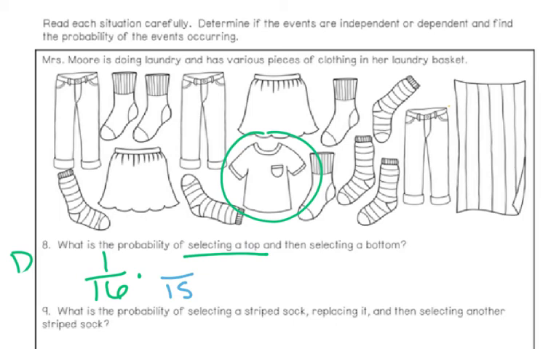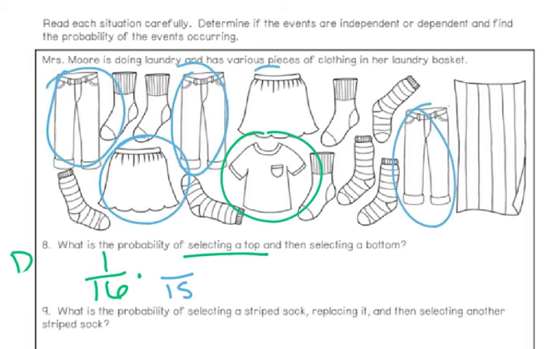And this time it wants to know about selecting bottom or a bottom. So that could be these pants or the skirt. So in this case, we've got 5 out of our 15 items that we're wanting to select. So now we're going to find this probability. 1 times 5 is 5, and 16 times 15 is 240. Well, I know these are both divisible by 5, so when I divide by 5 on the top and the bottom, I get a simplified fraction of 1 out of 48.